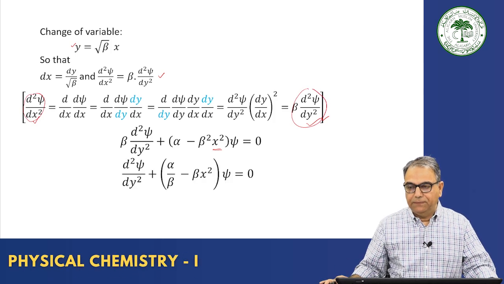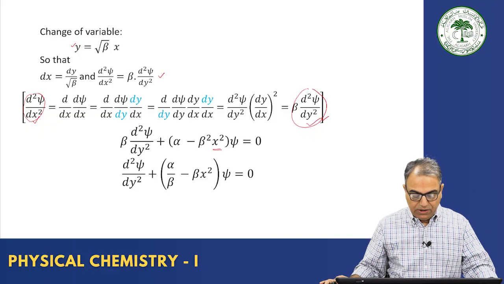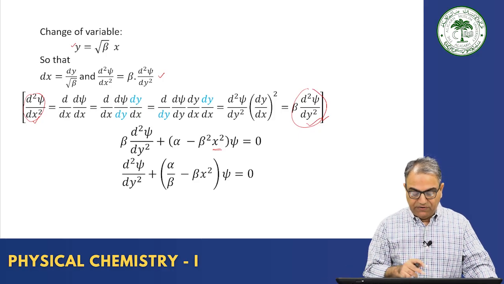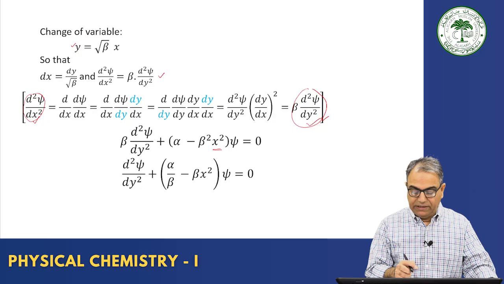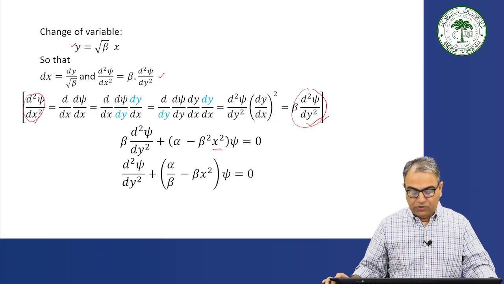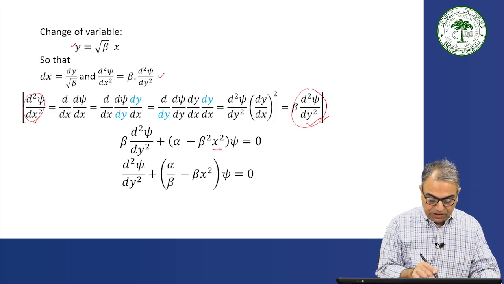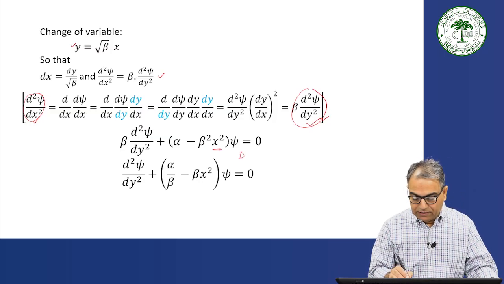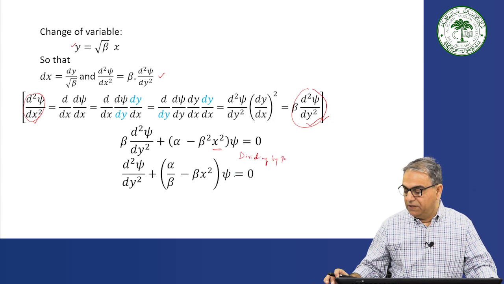If you use this one, then what can we write? You divide the whole equation by beta, and you get d square psi by dy square plus alpha divided by beta minus beta x square psi. So dividing by beta will give you this one. That's very obvious, but if you want I can write that dividing by beta will give you this equation.